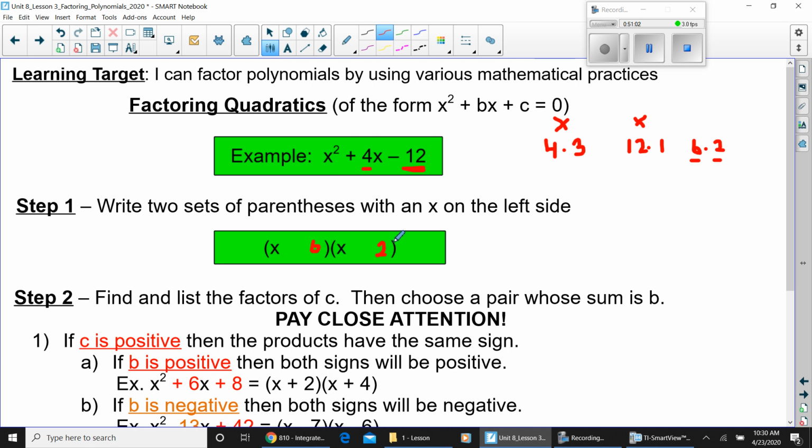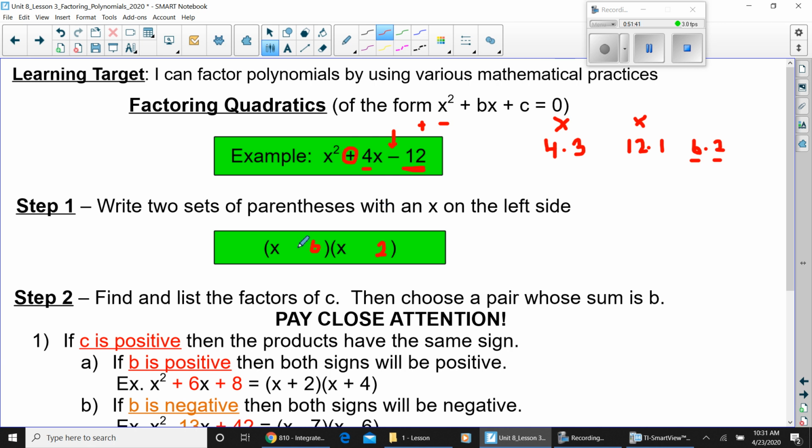So 6 times 2 is 12, and I could do 6 minus 2 to make positive 4. Now I'm looking. I have to multiply to make a negative. If I have to multiply to make a negative, that means one of them has to be positive and one of them has to be negative. I know that. And to add or subtract to a positive 4, which one has to be positive, which one has to be negative?